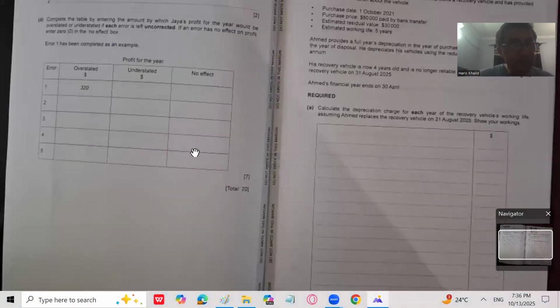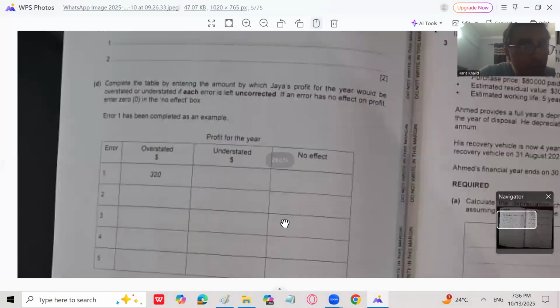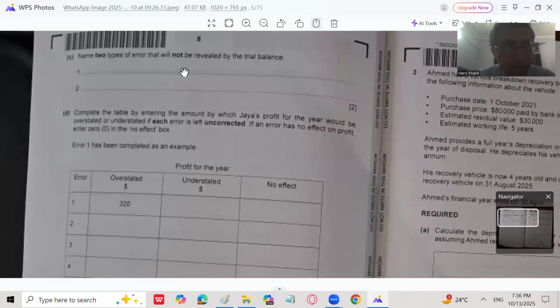So let's see what the next part says. It says to state 2 types of errors that will not be revealed by the trial balance. Error of omission, error of commission, error of complete reversal, error of principle, transposition. These are all the errors which are not revealed by the trial balance.